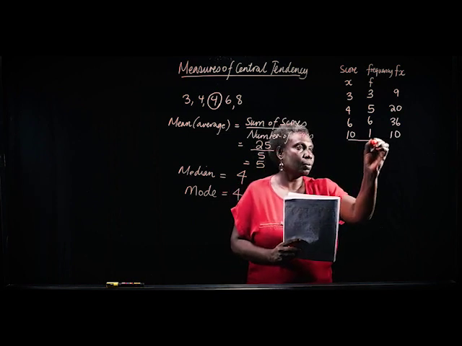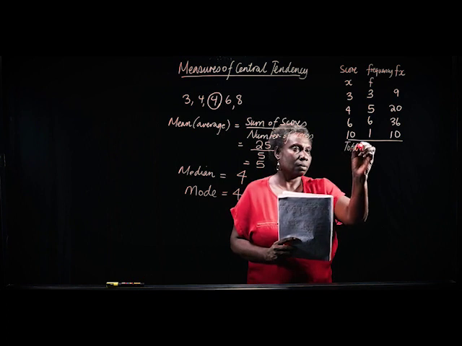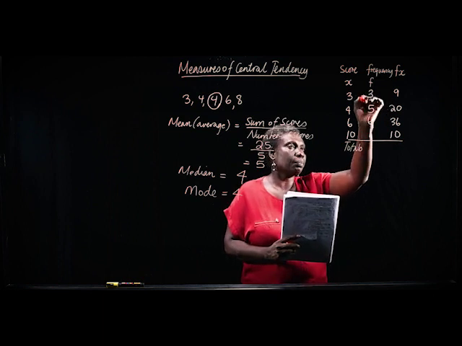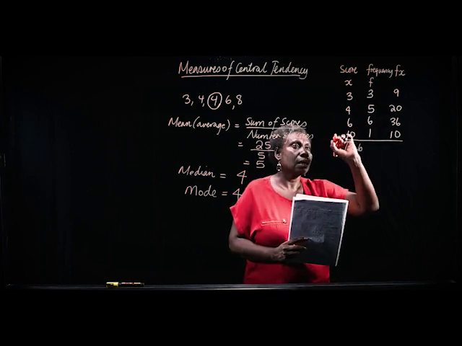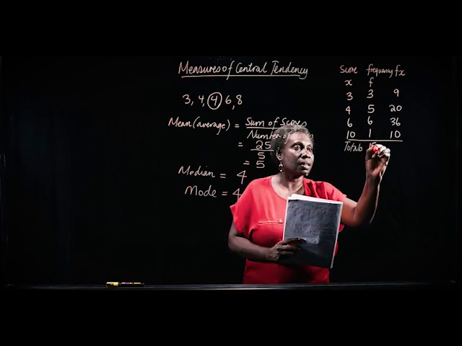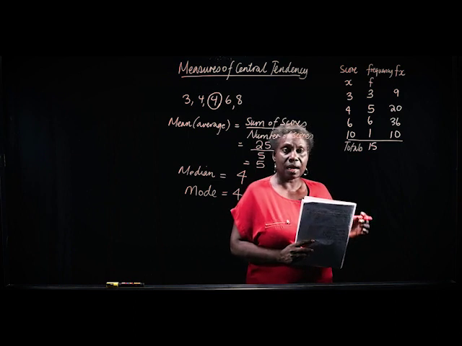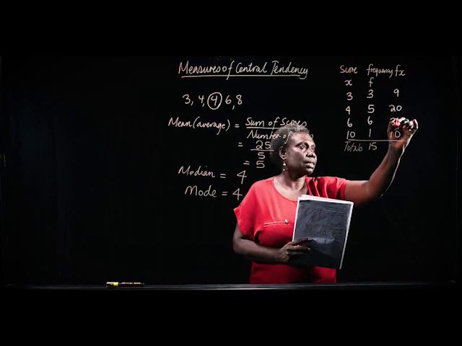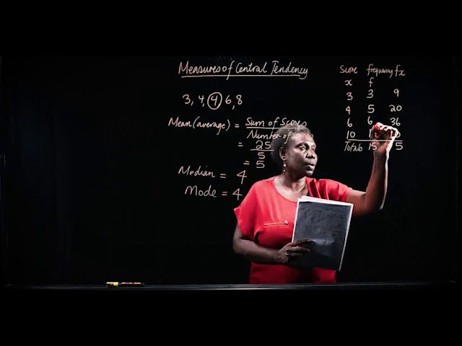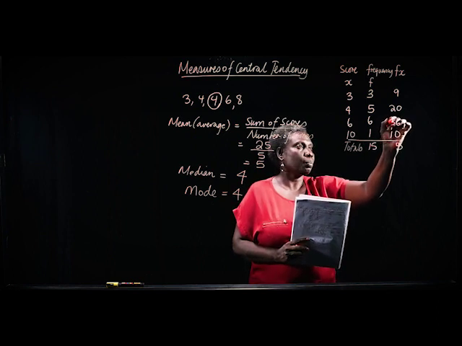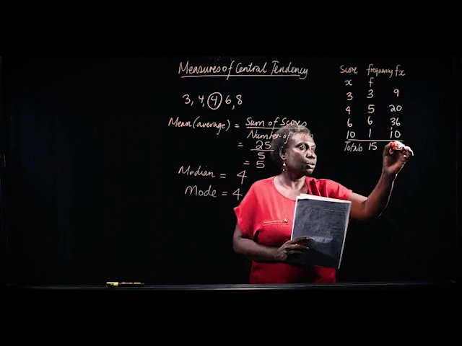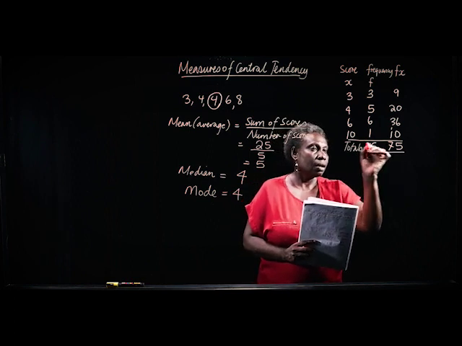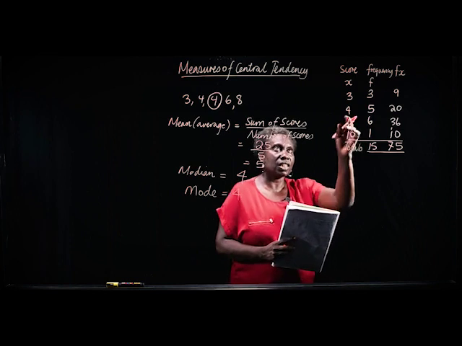Then, from here we look at the totals. Total frequency gives us the number of students. So we have 3 plus 5, 8 plus 6, 14 plus 1 is 15. Fx gives us the sum of the set of scores. So we add this. 9 plus 6 is 15. Put down 5, carry 1. 1 plus 1, 2. Plus 3, 5. 5 plus 2 is 7. So now we have 75 as our sum of the set of scores.